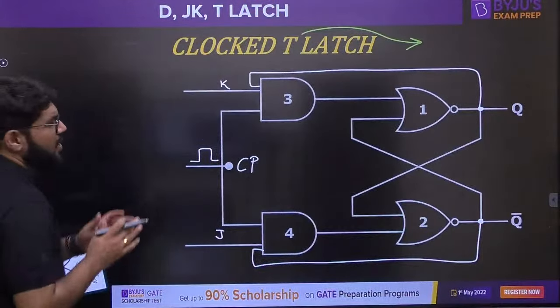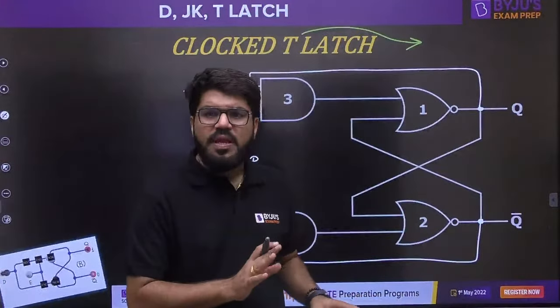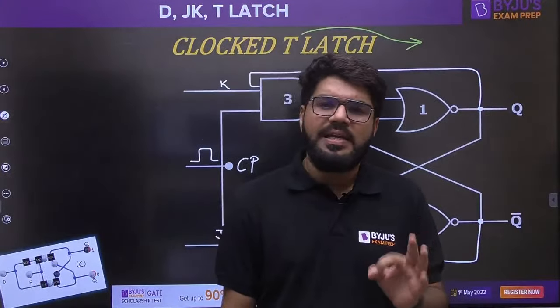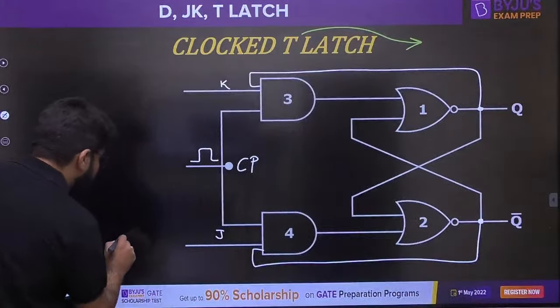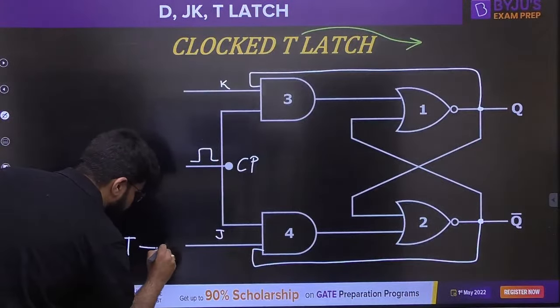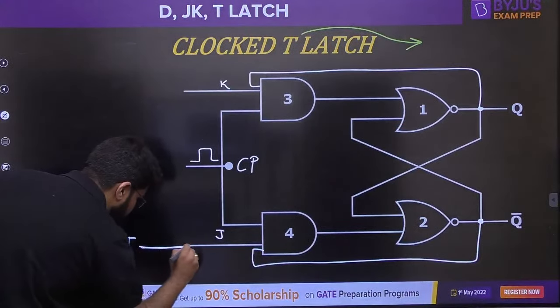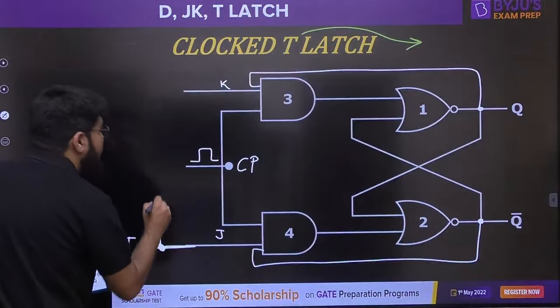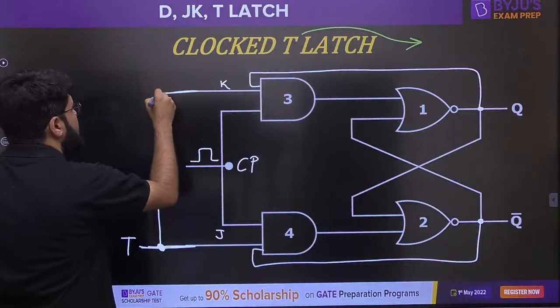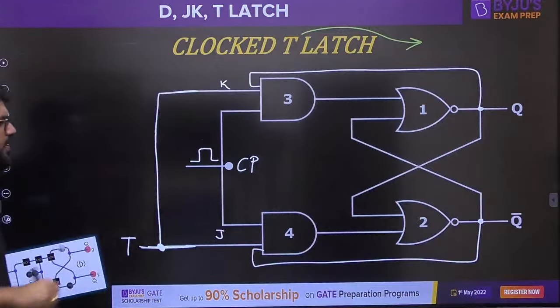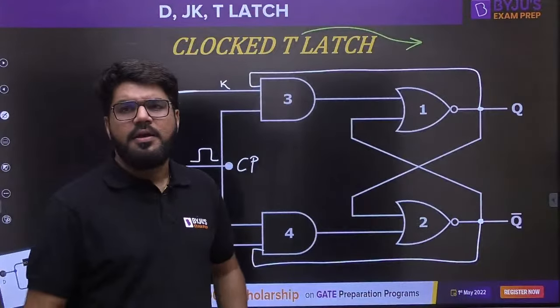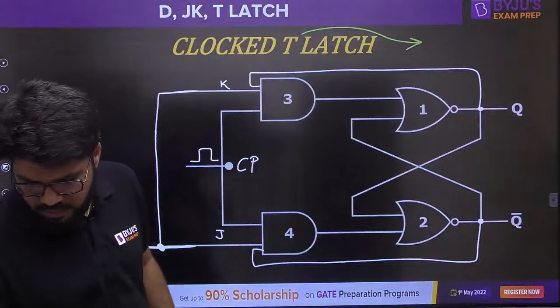So what I will do is, this is the JK latch. Just short both the inputs of the JK latch, commonly tie both the inputs together, and call it T. The same input T goes to the J as well as to the K. Both J and K.